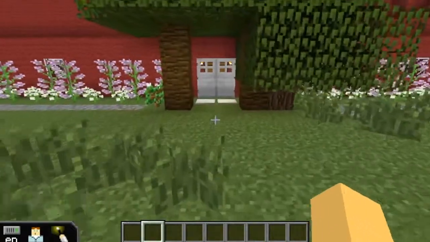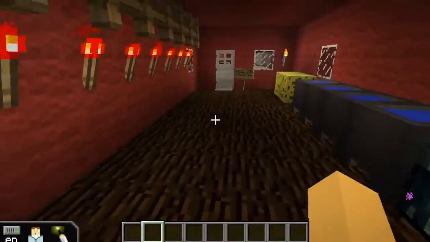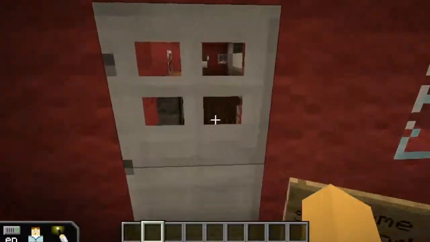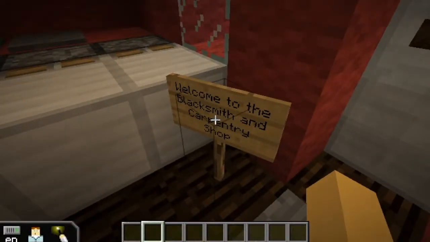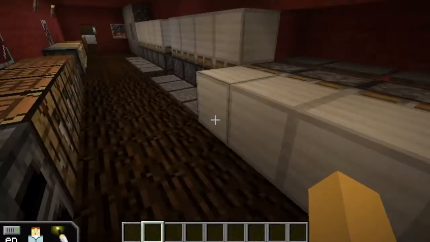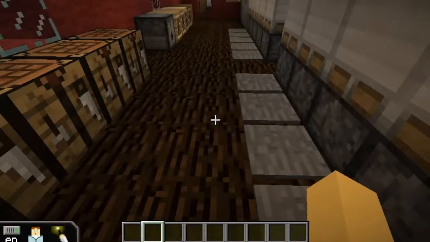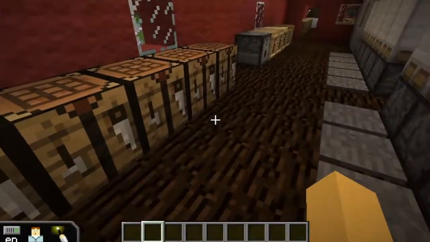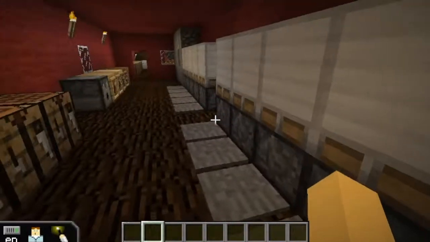So, we did our project about the blacksmith and carpentry shop. The blacksmith and carpentry shop was used to forge metal and make things with wood. The blacksmith made metal materials with iron and steel. The carpenter made wooden things such as dowels.